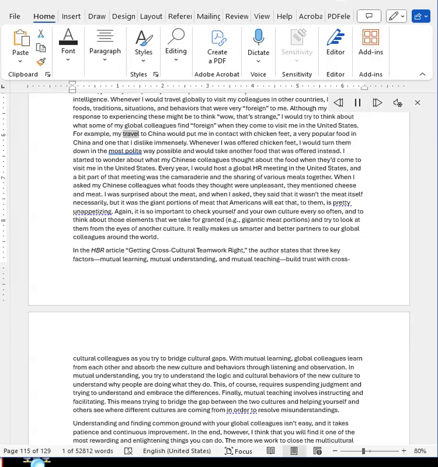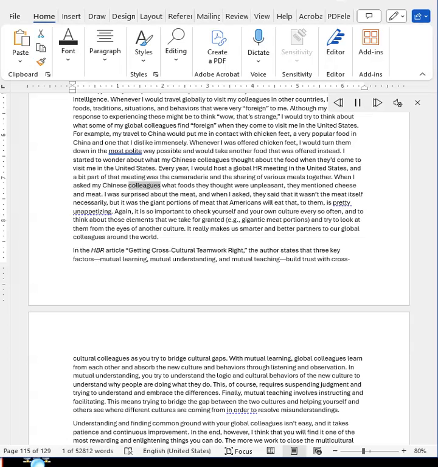For example, my travel to China would put me in contact with chicken feet, a very popular food in China and one that I dislike immensely. Whenever I was offered chicken feet, I would turn them down in the most polite way possible and would take another food that was offered instead. I started to wonder about what my Chinese colleagues thought about the food when they'd come to visit me in the United States. Every year, I would host a global HR meeting in the United States, and a big part of that meeting was the camaraderie and the sharing of various meals together.